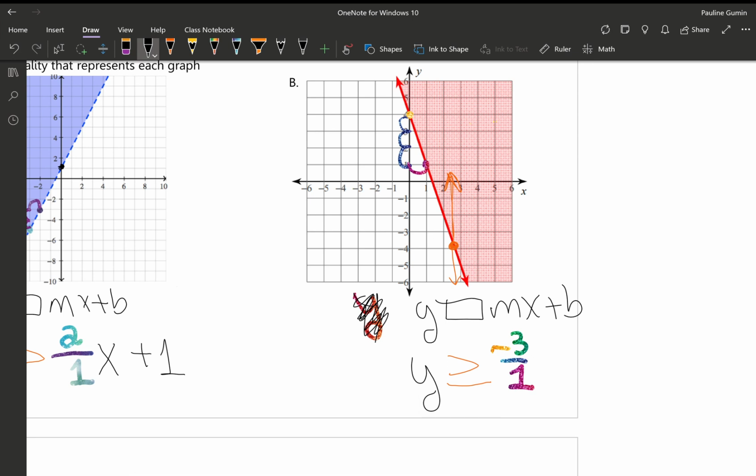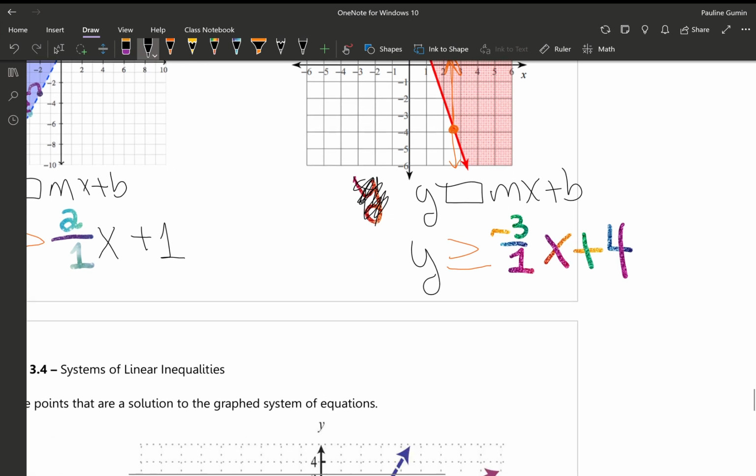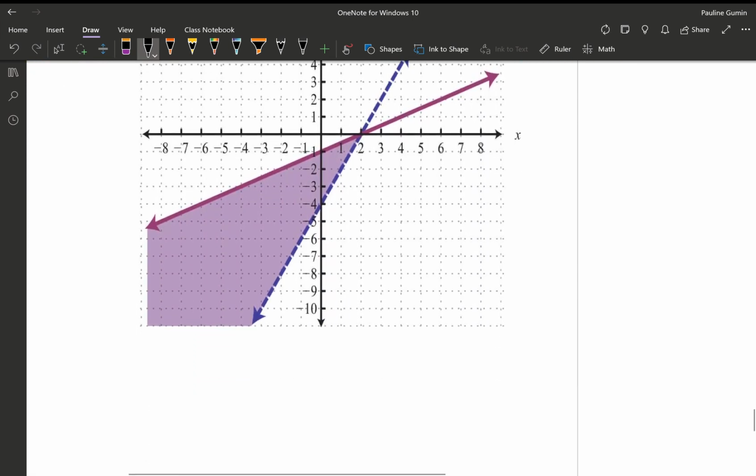And I actually have already put a dot on the y-intercept. Our y-intercept is +4. That's where we crossed the y-axis. All right, beautiful. Onwards we go to our last problem.